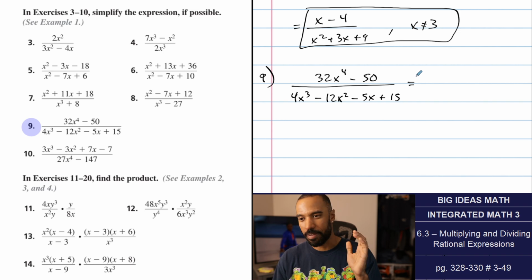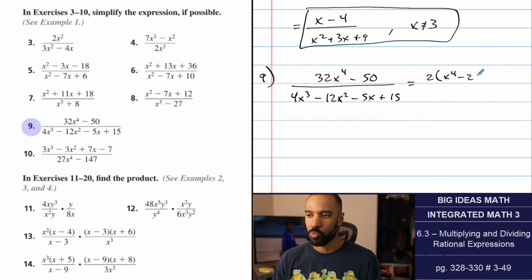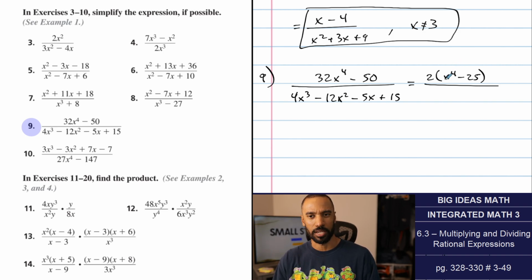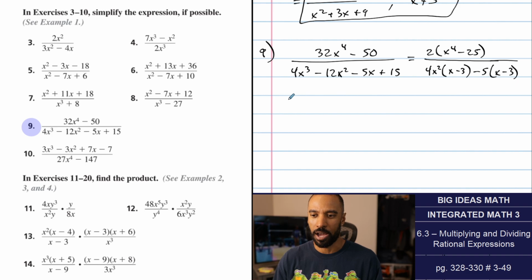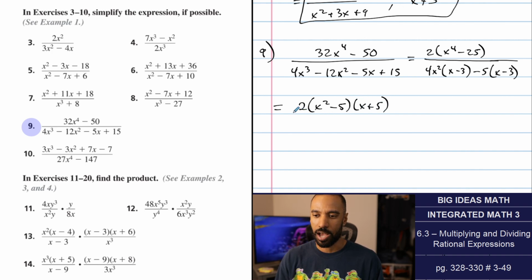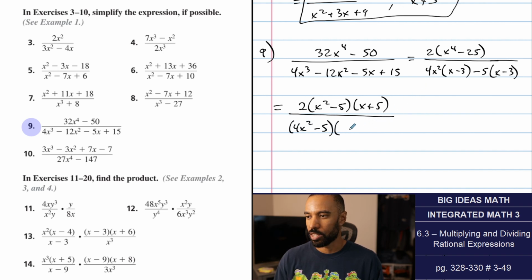On top, I have a common factor I want to begin with, 2. And then I have x to the 4th minus 25, which is its own kind of difference of two squares. It's quadratic form, even though it's a quartic. On bottom, I can factor by grouping, if you recall how that thing works. Common factor of the first two terms, I get x minus 3. And then I can factor out a negative 5 from the next two terms, I get x minus 3. Still not done on top or bottom, so this is a problem of more things to do. I have x squared minus 5 times x squared plus 5 on top. On bottom, x squared minus 5 is this guy here, and this other guy is x minus 3.